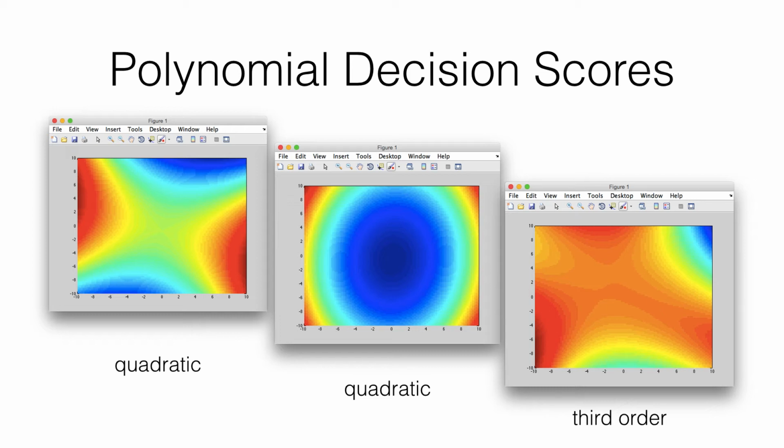So you can imagine how this can be useful. But again, the problem is, as we go to higher order terms, this on the surface appears to become much more expensive than the original linear SVM would be.